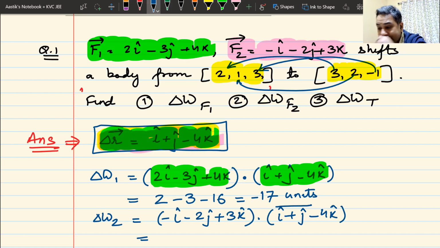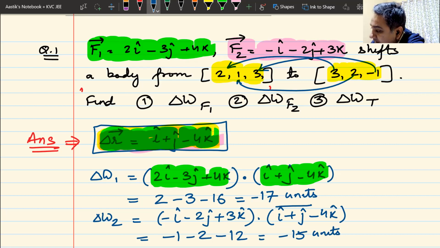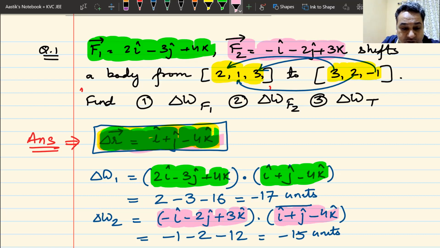So I just take the dot product. Minus i dot plus i is minus 1. Hope I am not making a mistake this time. Minus 2j dot with j is minus 2. 3k dot with minus 4k is minus 12. So I will get minus 15 units here. Do we all understand this? The pink one. Minus 15 units. All of you got the same answer? Yes or no?